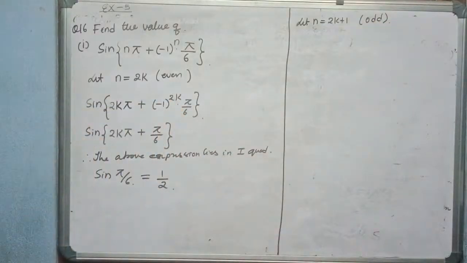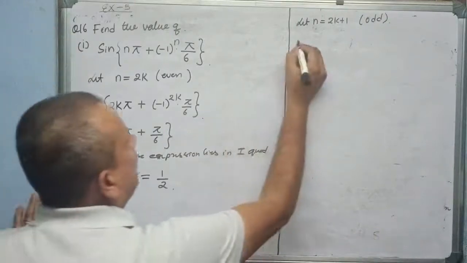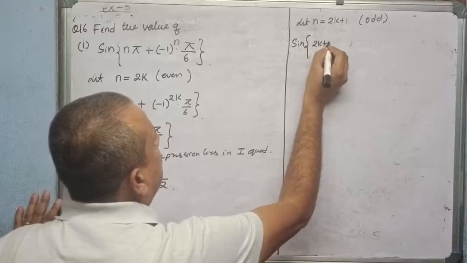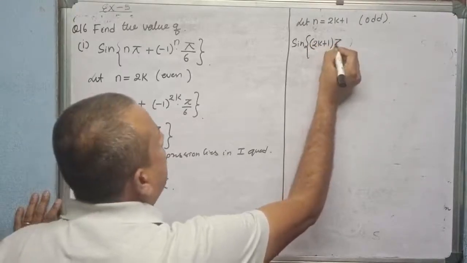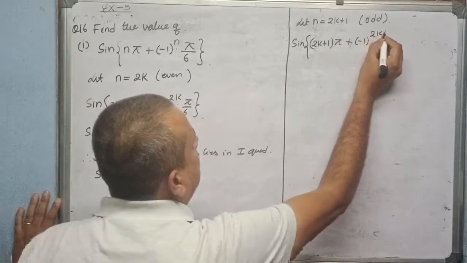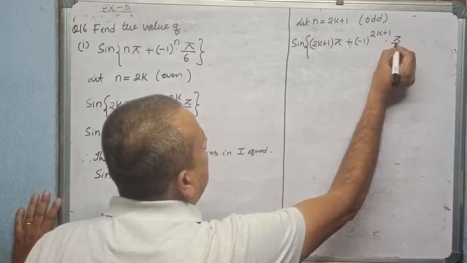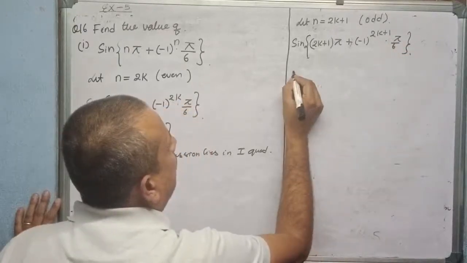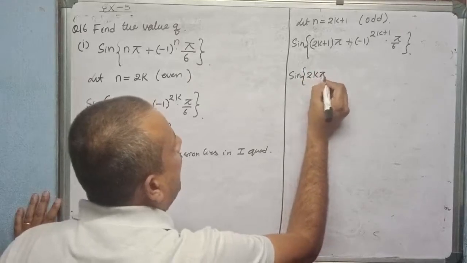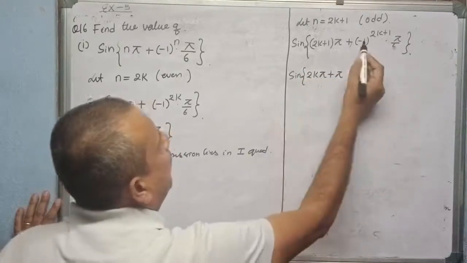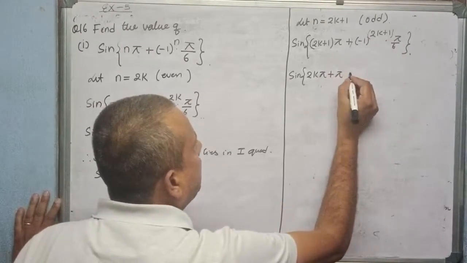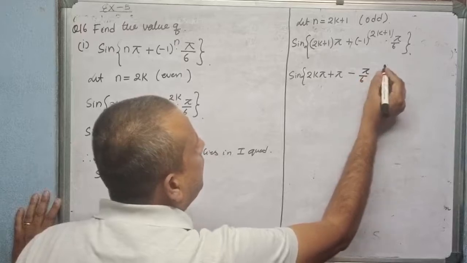In the case of odd, again I'll substitute over here: sine of n, which is 2k plus 1, into pi plus minus 1 to the power 2k plus 1 into pi by 6. Now I'll open this bracket: it will be sine of 2k pi plus pi, minus 1 to the power, any odd number is always minus, so it is minus pi by 6.